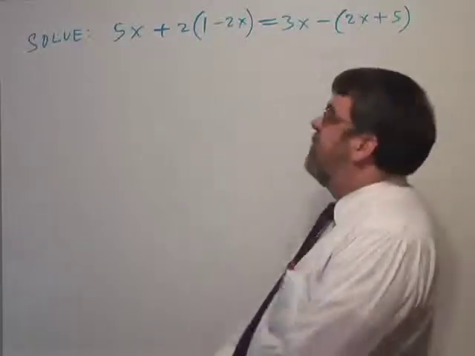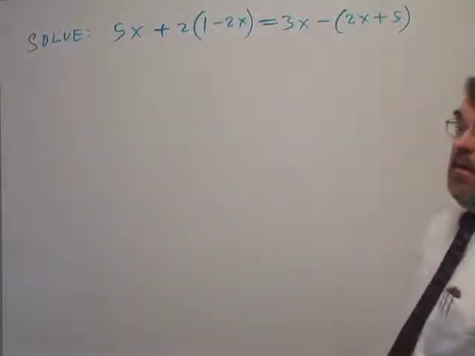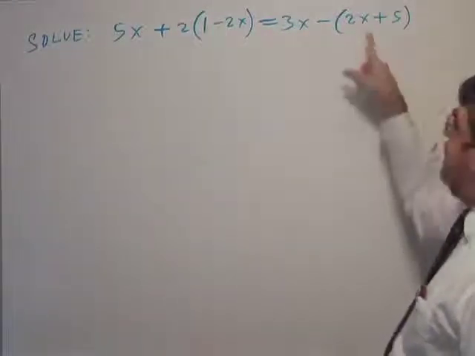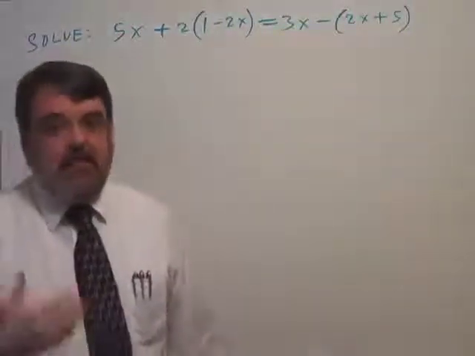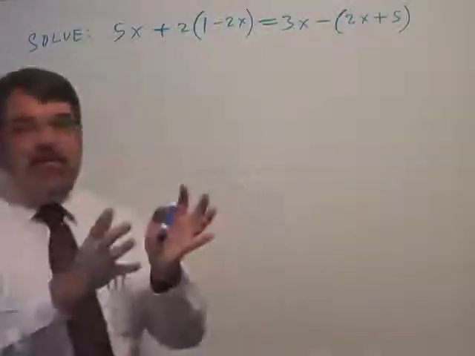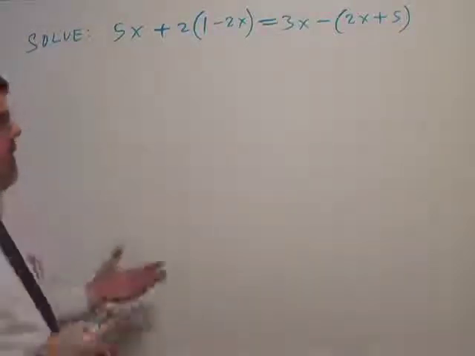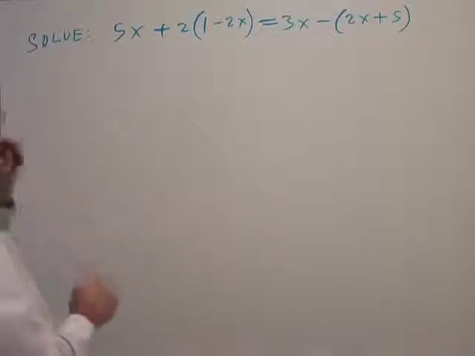Okay, here's our problem. Solve 5x + 2(1 - 2x) = 3x - (2x + 5). When I say the phrase "the quantity," it means it's in parentheses. Alright, well, it looks innocuous enough, another typical equation. So let's see what happens when we solve this.